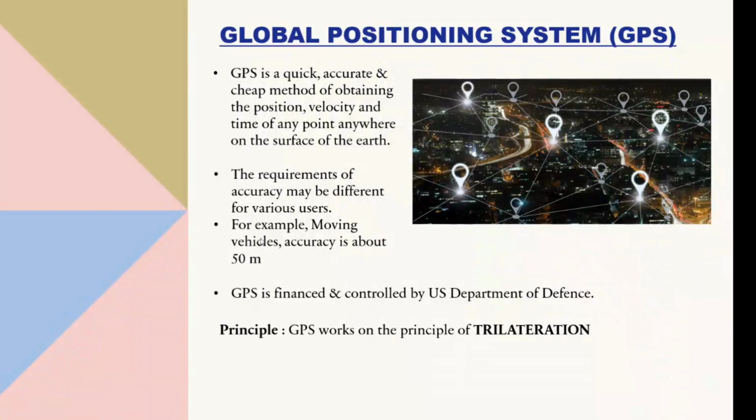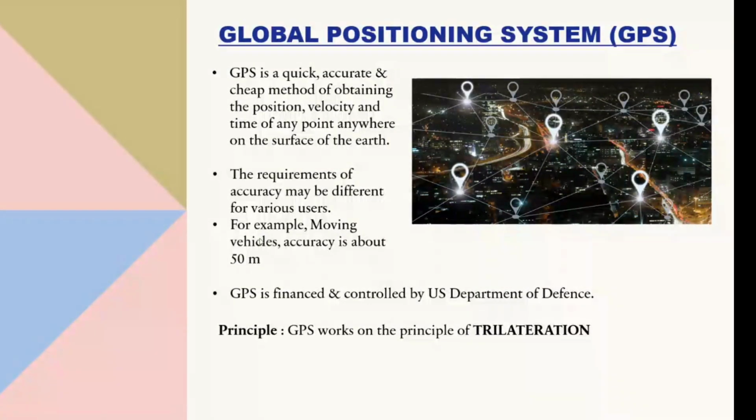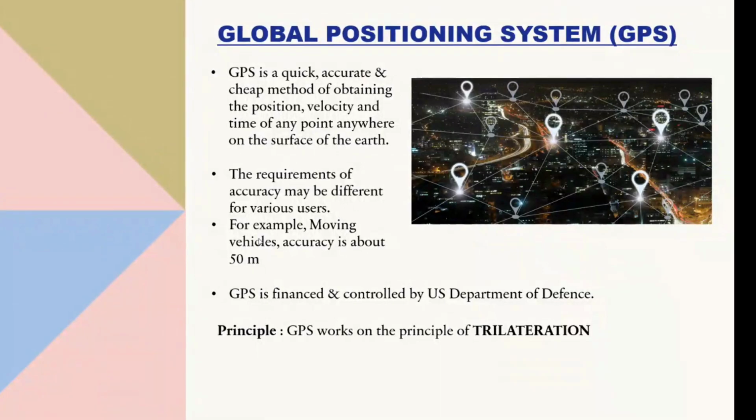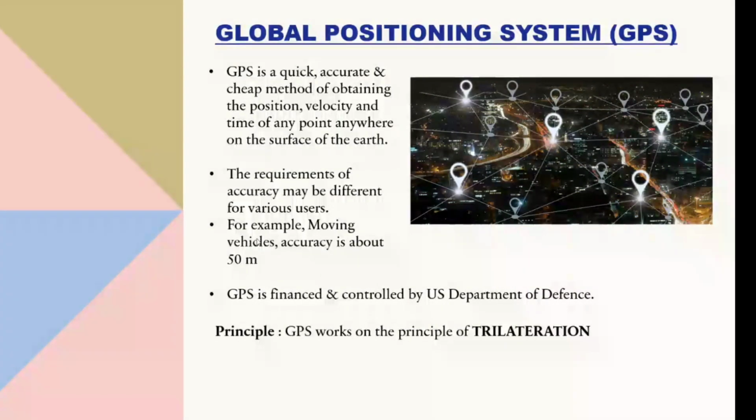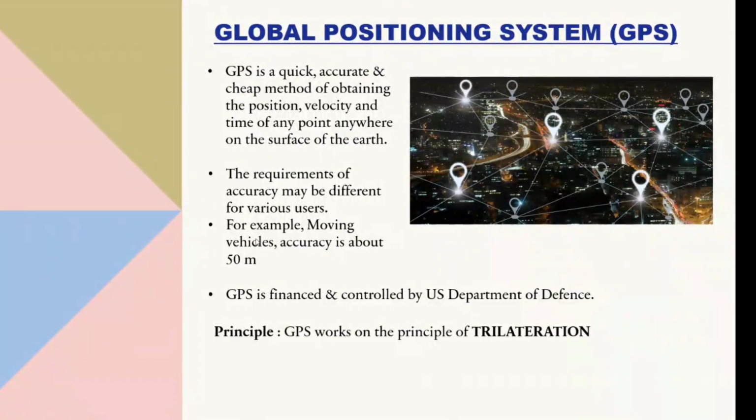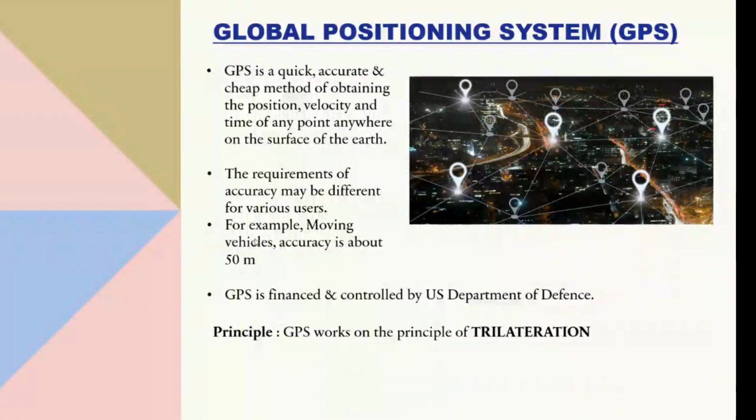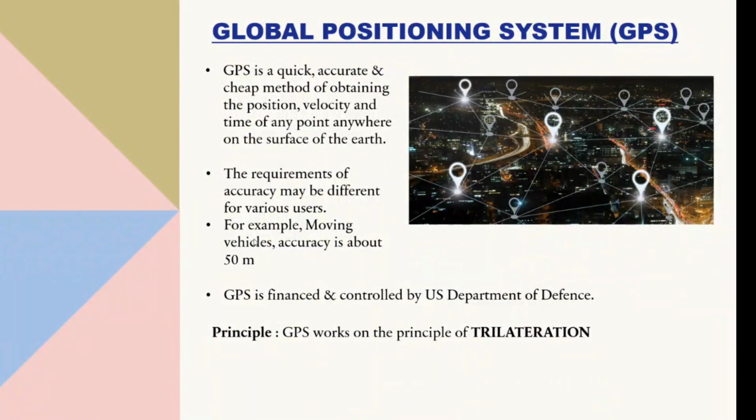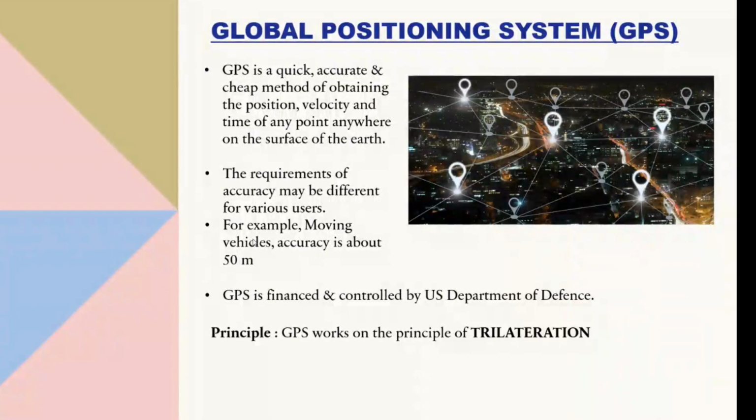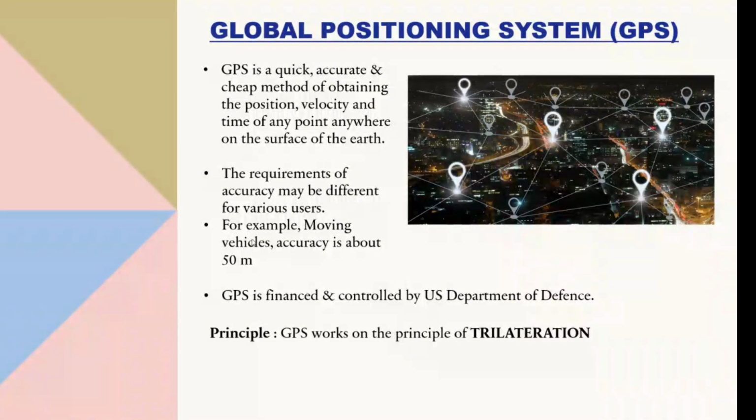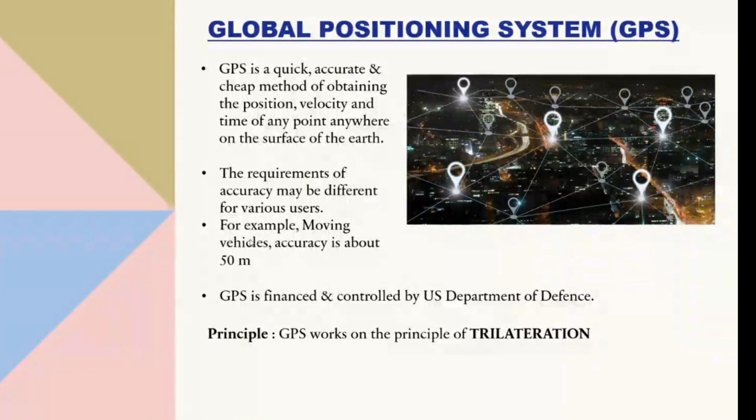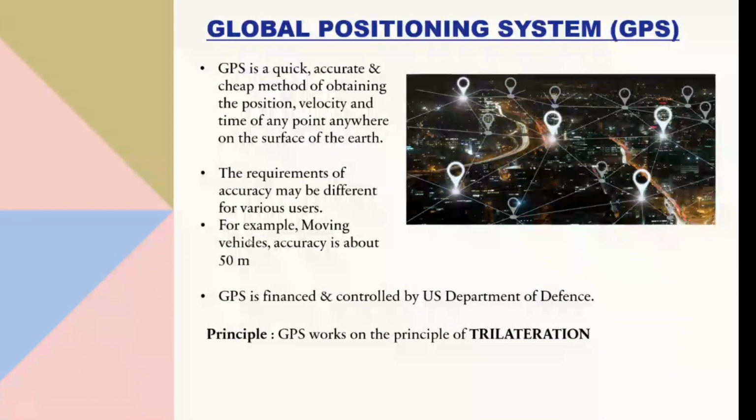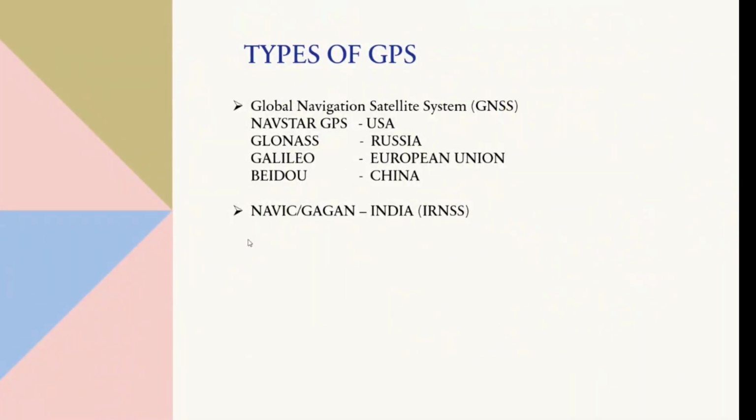Coming to GPS. As we discussed earlier, GPS is a quick, accurate and cheap method of obtaining the position, velocity and time of any point anywhere on the surface of the earth. The requirement of accuracy may be different. For example, for moving vehicles there is a difference of accuracy of about 50 meters, while when it comes to land surveying it will be 1 centimeter or less. GPS is financed and controlled by the US Department of Defense. GPS works on the principle of trilateration.